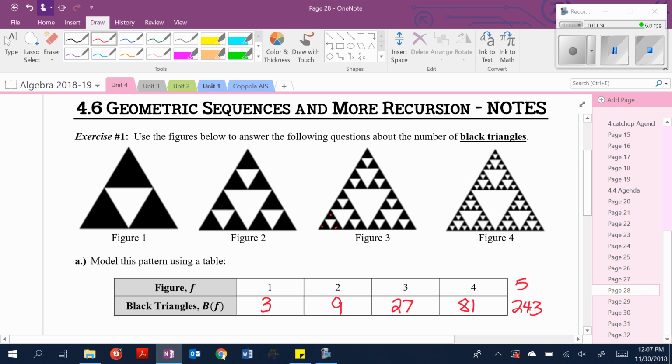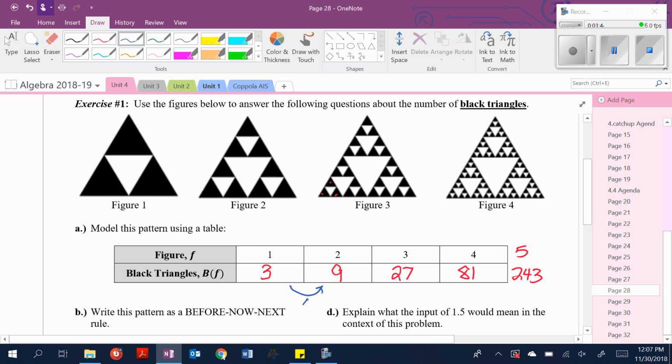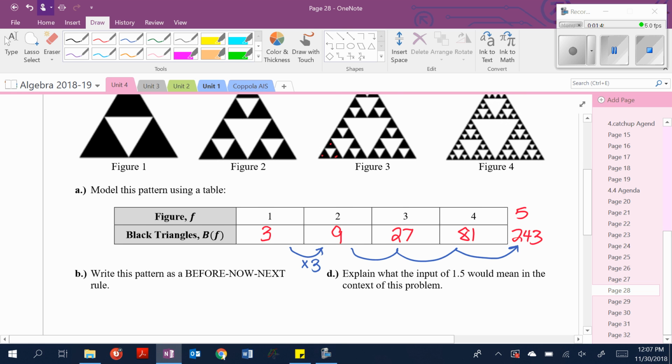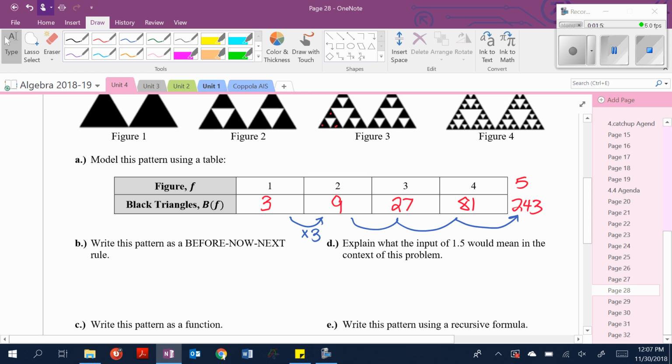How am I figuring that out? Well, we're realizing that every single figure we're tripling. So we have a multiplier going on, don't we? Over and over and over again. So if I wanted to write this in that weird before, now, next lingo, which we visited in Unit 3, what is happening? Well, in order to get to the now, didn't we look before it in the table? And if we look before it in the table, I think we have a multiplier. What is that multiplier? Yes, it's times 3.